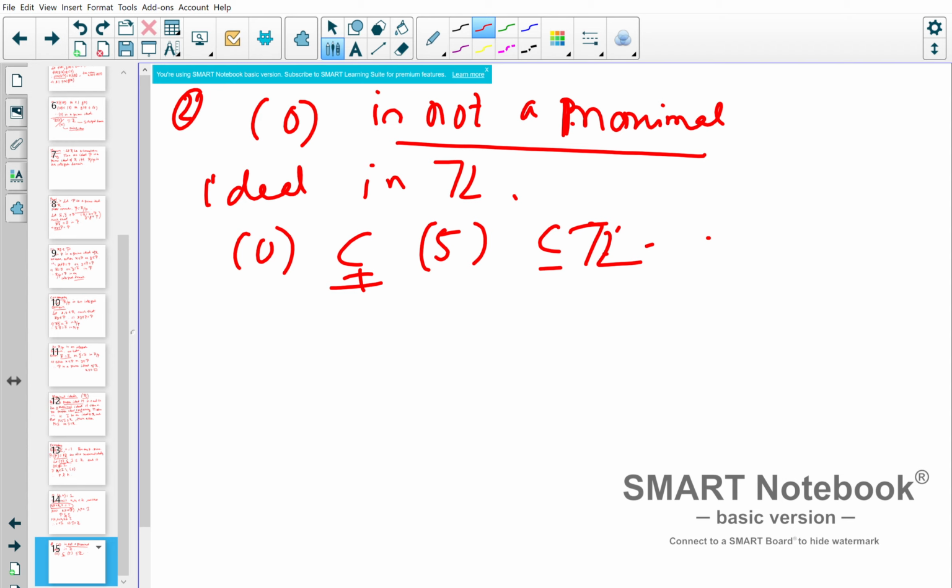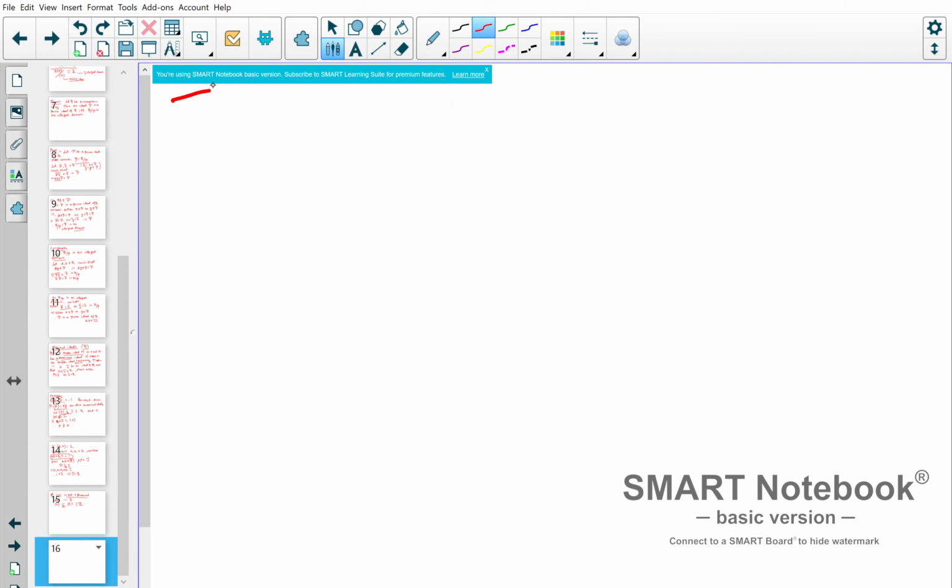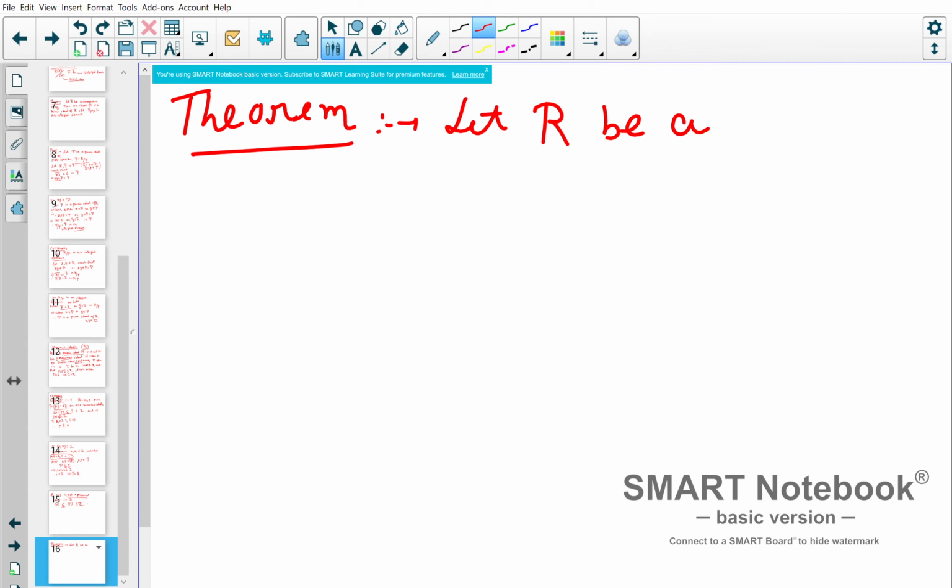So now let me discuss another fundamental theorem, like whatever we discussed for prime ideals. Here also you can characterize these things by a theorem. And what is that theorem? Theorem: let R be a commutative ring.